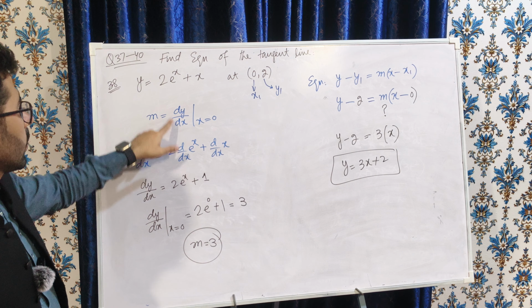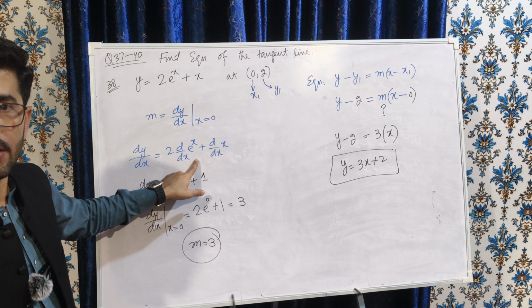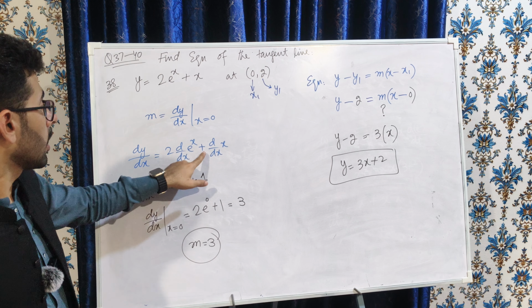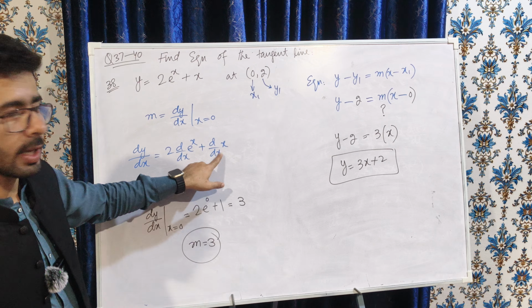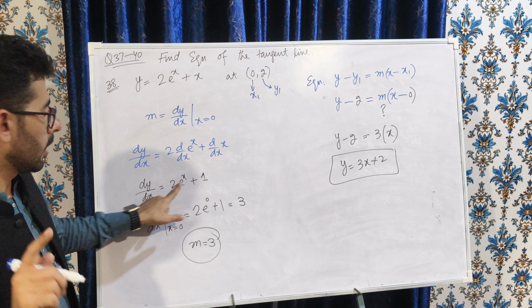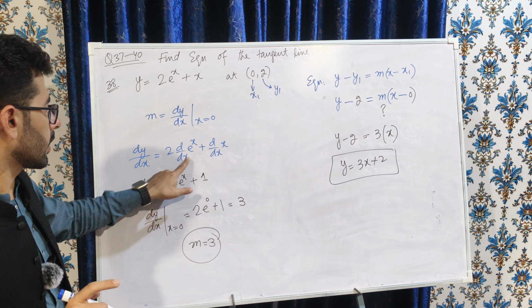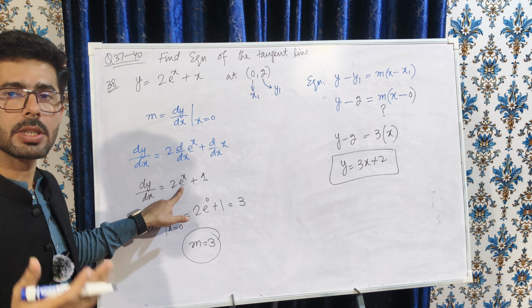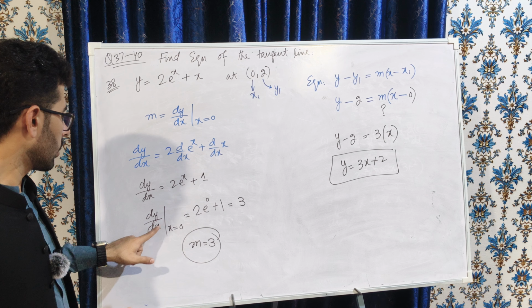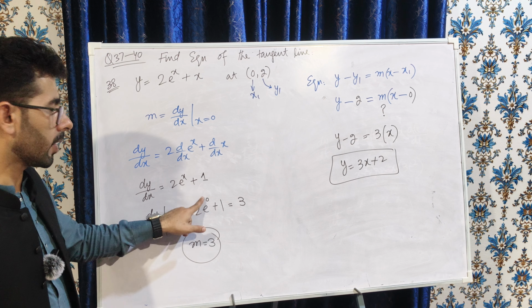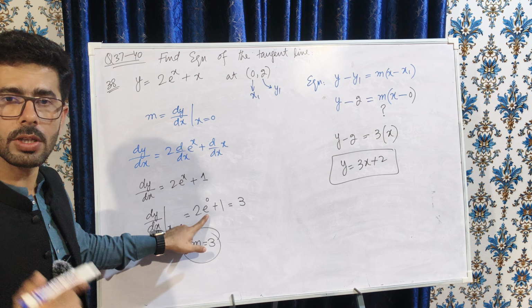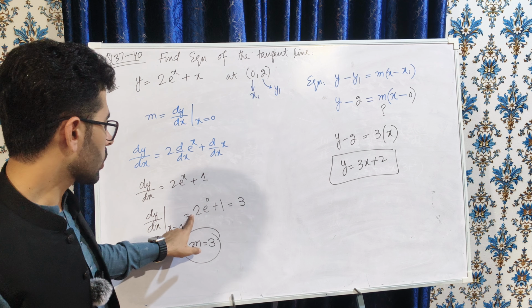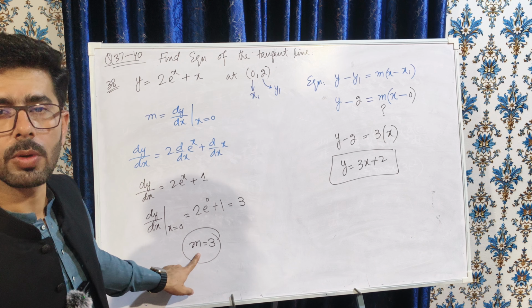We find the derivative, we keep 2 out, take the derivative of e power x with respect to x, plus take the derivative of x. The derivative of x is 1, 2 is being left out, the derivative of e power x is e power x. Now we got the derivative, we put x equal to 0 in it. So 2 e power 0 plus 1, e power 0 is 1, 2 times 1 is 2 plus 1, 3. So I got slope equal to 3.